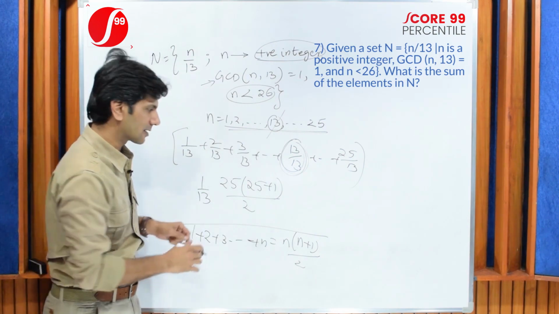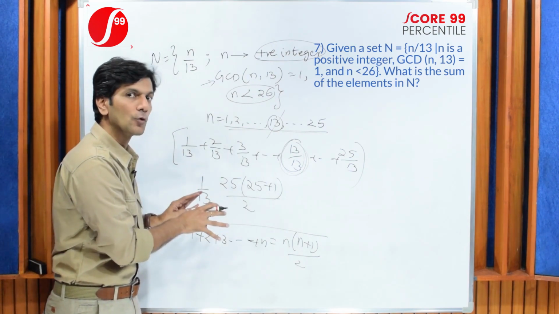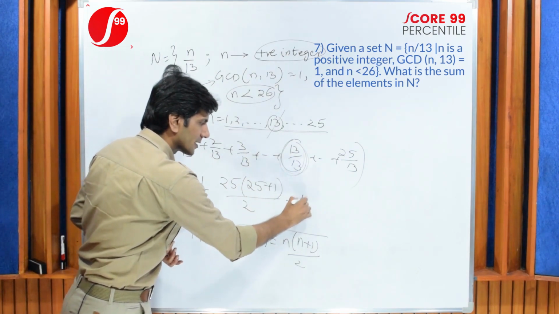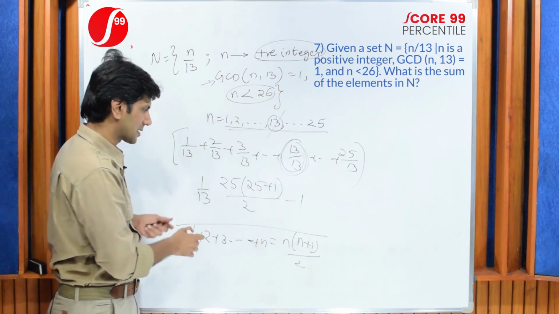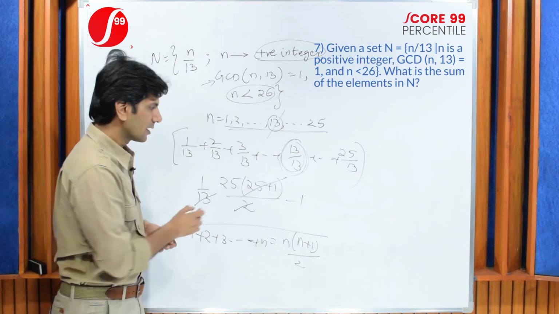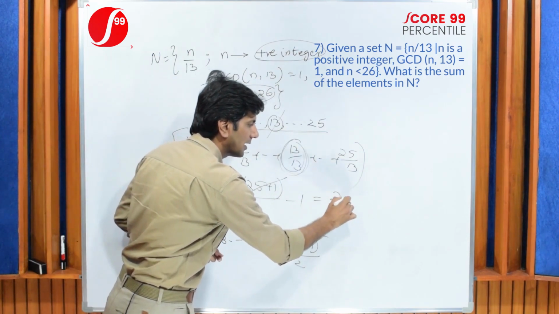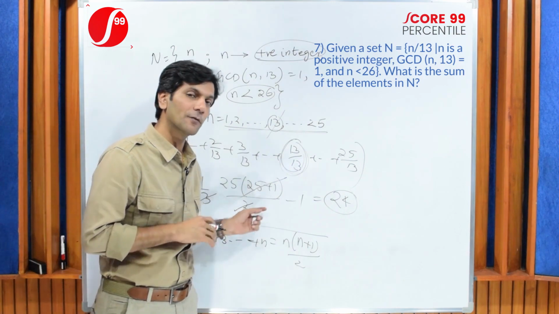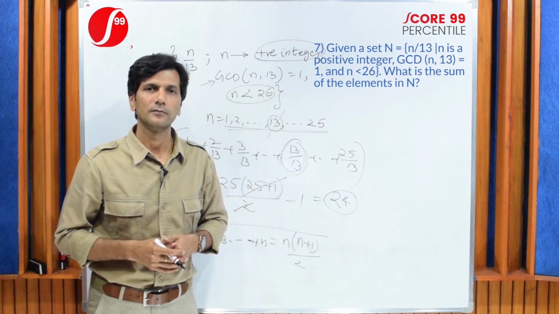So this is your answer, but remember this answer has included the number 13 by 13, which is 1. So we will subtract that value 1 from this. So 13 into 2 is 26, gets cancelled out. So 25 minus 1, effectively we have 24 as your result. So the answer to the question is not 25 but 24.